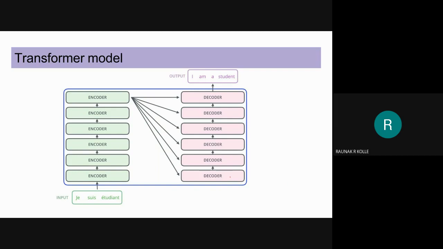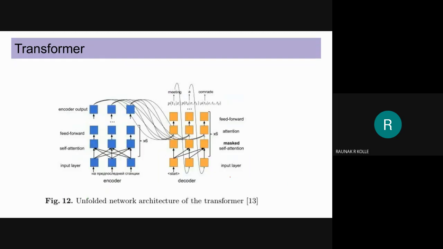This is an example of translation where the French phrase "Je suis étudiant," which means "I am a student," is translated into English, where "I am a student" comes as the output. The encoder model is seen in the left portion of the image, where the input layer is followed by self-attention, which is followed by a feed-forward network, and then it's translated to the encoder output. This encoder output is given to the decoder model, which has the input layer, and then self-attention that is masked, and another layer of attention is given to it, and then a feed-forward network, which produces the output of the decoder.